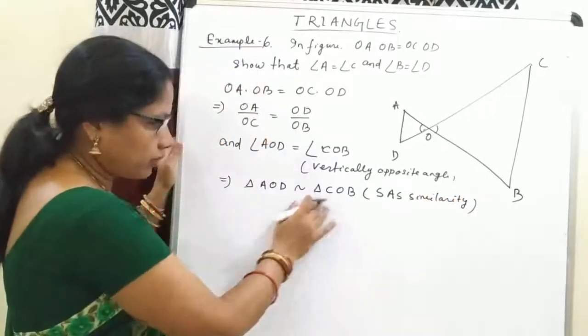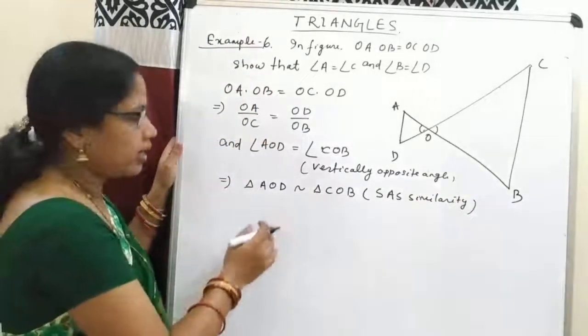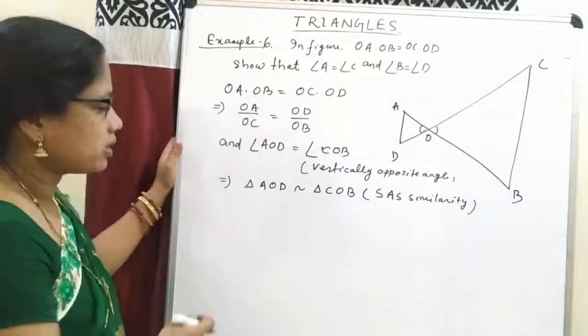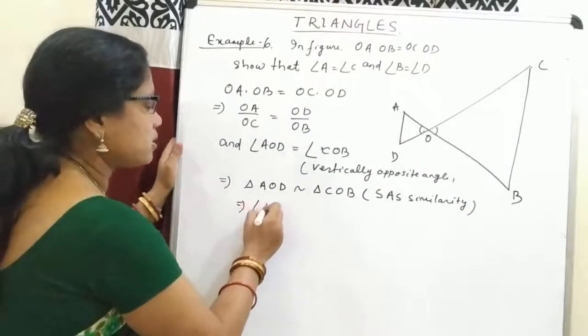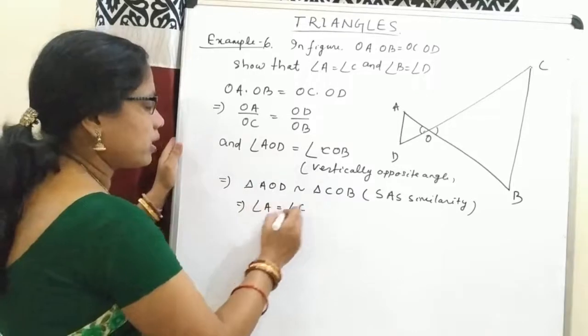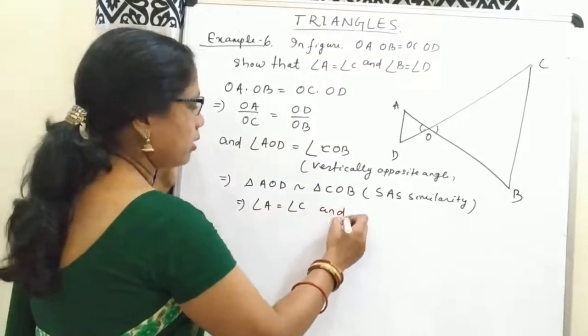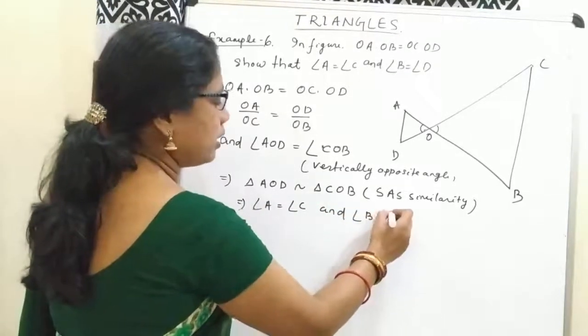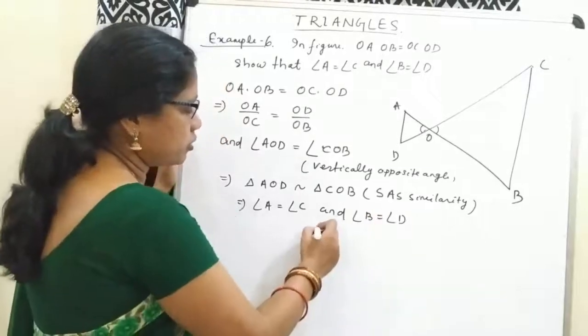So if the two triangles are similar, then their corresponding angles are equal. So this implies angle A is equal to angle C and angle B is equal to angle D. So this is proved.